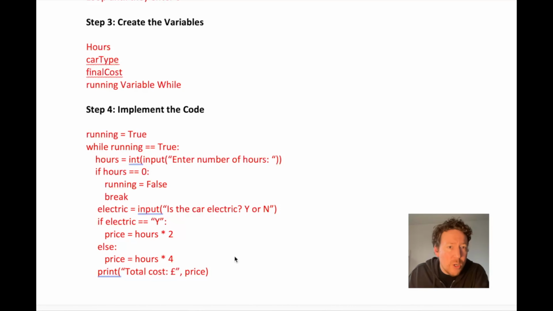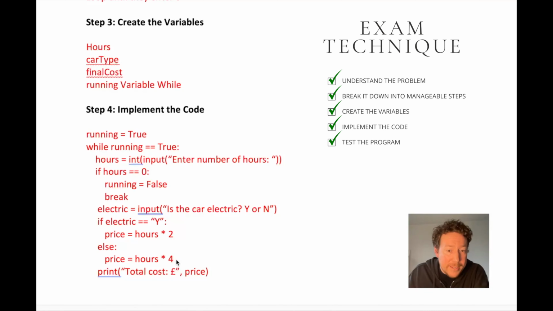I'm now going to try it with 2 hours with a car that is not electric. So we're going to put 2 into here. It's not electric, so the price should be times by 4, so that should give us an output of 8. The final thing I'm going to do is just to end it properly, and I'm just going to enter the value 0 into here. So if hours equals 0, because that's the end of the program, our program should stop looping and it should break out of this loop, which is what we've got. So that seems to be working okay.